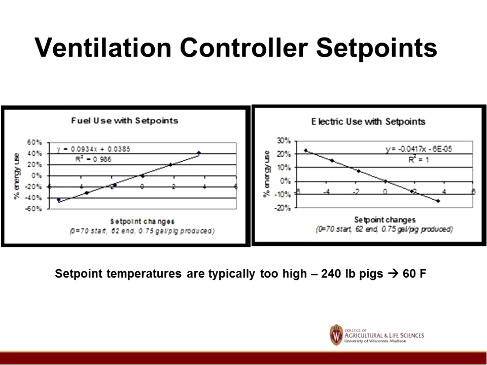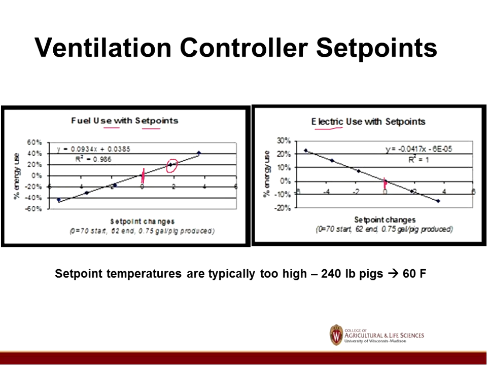I showed this earlier in a graph, but this tries to show, here are my optimal conditions. If I go above that, this is heating, this is fuel use, and this is electric. So this is fans versus furnace.